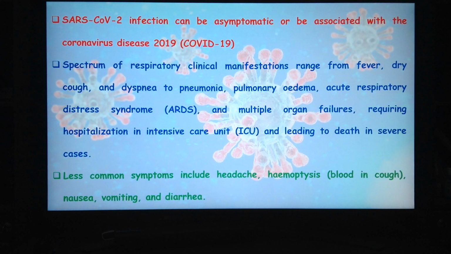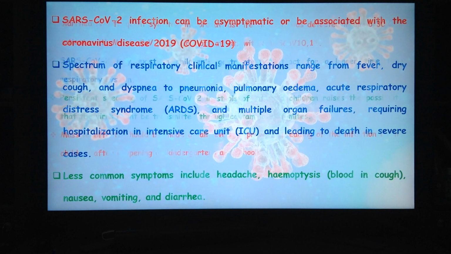SARS-CoV-2 infection can be asymptomatic or may be associated with coronavirus disease 2019, referred to as COVID-19, and the spectrum of respiratory clinical manifestations ranges from fever, dry cough, dyspnea to pneumonia, pulmonary edema, acute respiratory distress syndrome, and multiple organ failure. Apart from that, it also involves headache, hemoptysis, nausea, vomiting, and diarrhea.